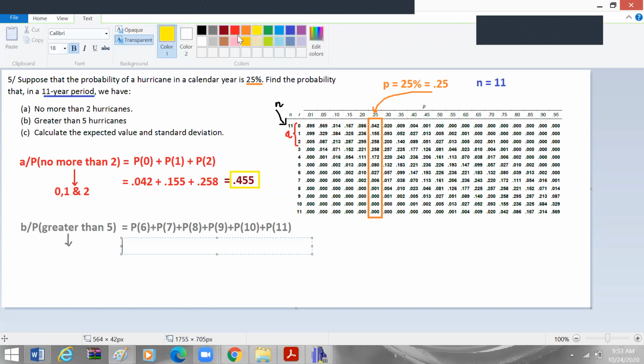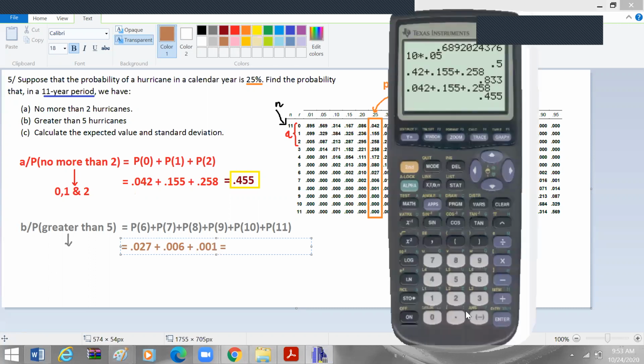And so now we're going to go for the probability of p equal to 6. We can literally check that starting from 6, so we're going to get 0.027 plus 0.006 plus 0.001, and we get the answer on the calculator. So 0.027 plus 0.006 plus 0.001. The answer for that is 0.034.